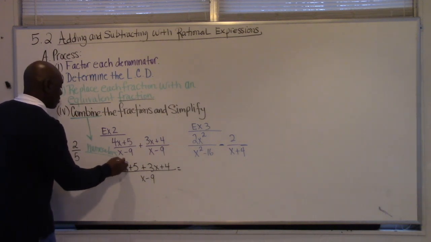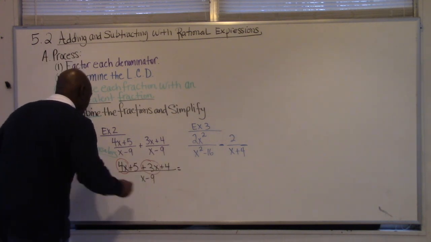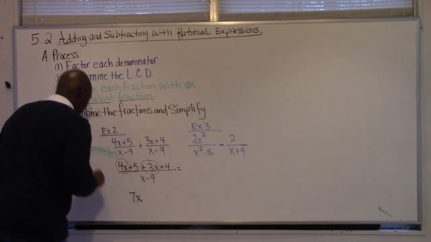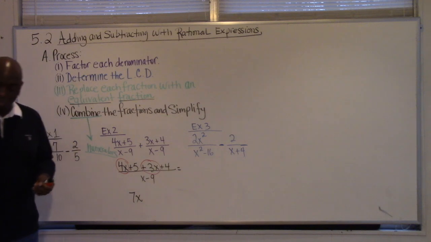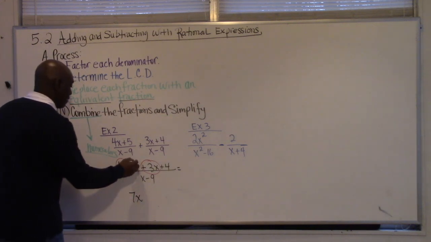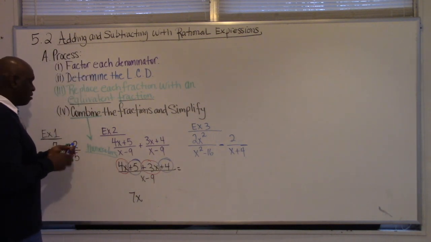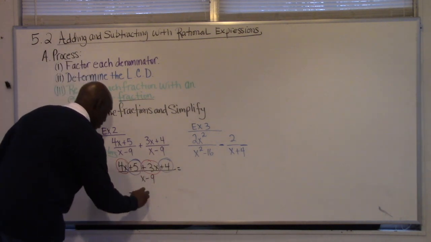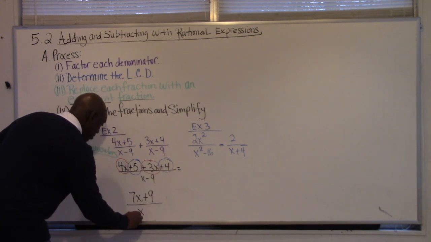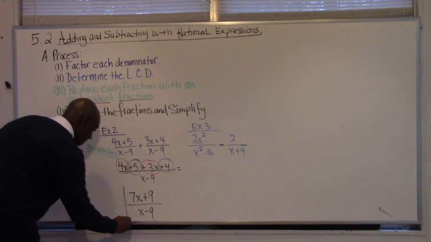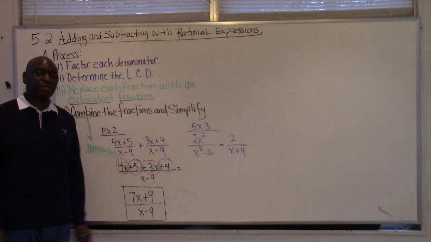I have a 4x plus 3x. That's 7x. And then I have a positive 5 plus 4. Last I checked, 5 plus 4, you got it right, 9. Divided by x minus 9, and we're done. That's it. That's the answer.